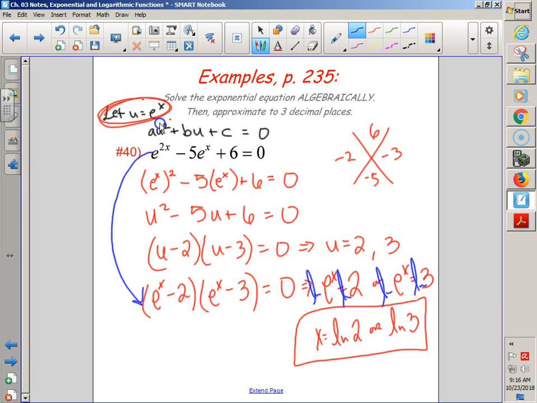Can you make it look different for a little while? Do you have to eventually come back to the actual meaning? Yeah. But then just set each equal to 0, use some ln's, and there you go.